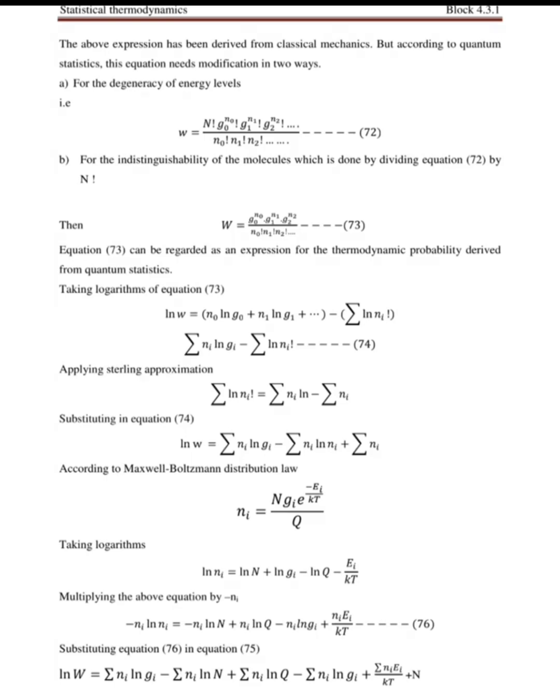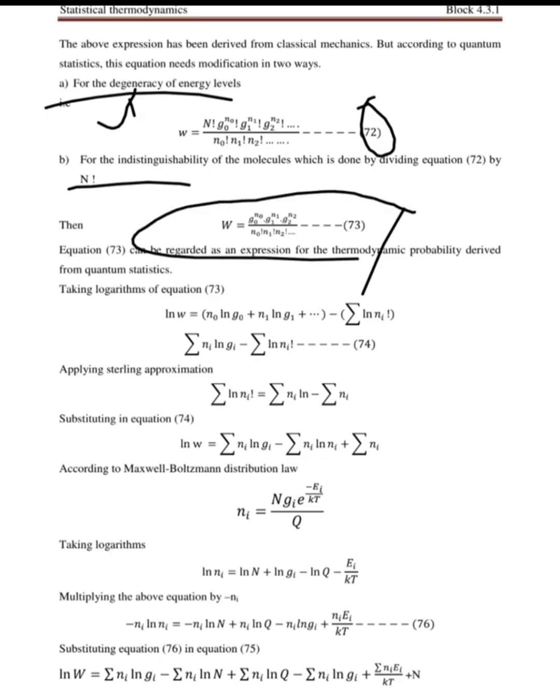And for the evaluation of molar entropies, the expression has been derived from classical mechanics. For A, the degeneracy of energy level, degeneracy is nothing but the multiplicity of that energy level, and that can be written as the equation 72, W is equal to N factorial, continued. And for B, the indistinguishability of molecules, which means they cannot be distinguished, we are going to calculate from the equation 73. So here you should know what degeneracy is.